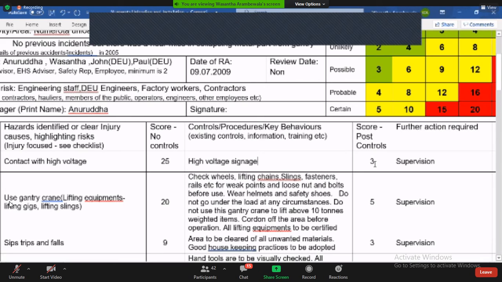What would be the risk level after the existing control? Likelihood? Certain?